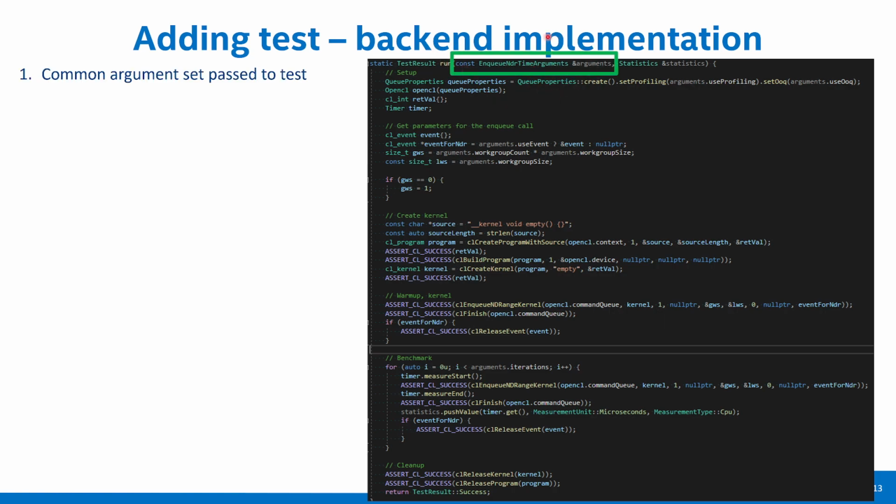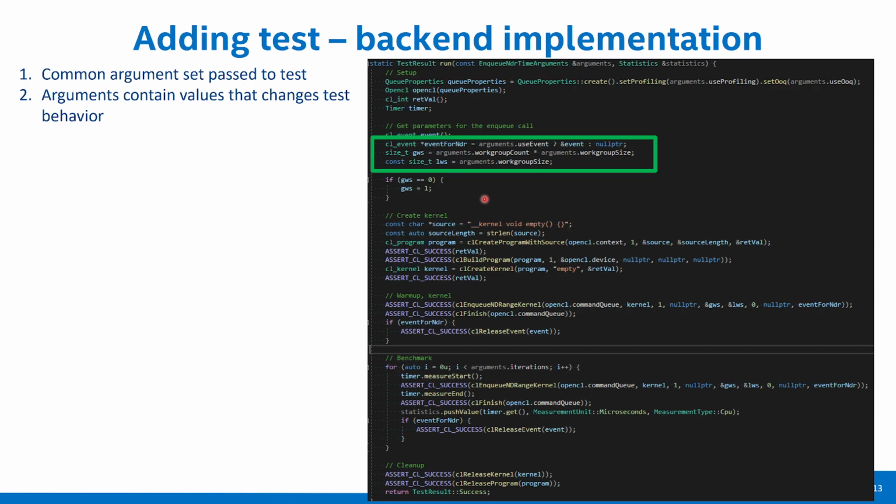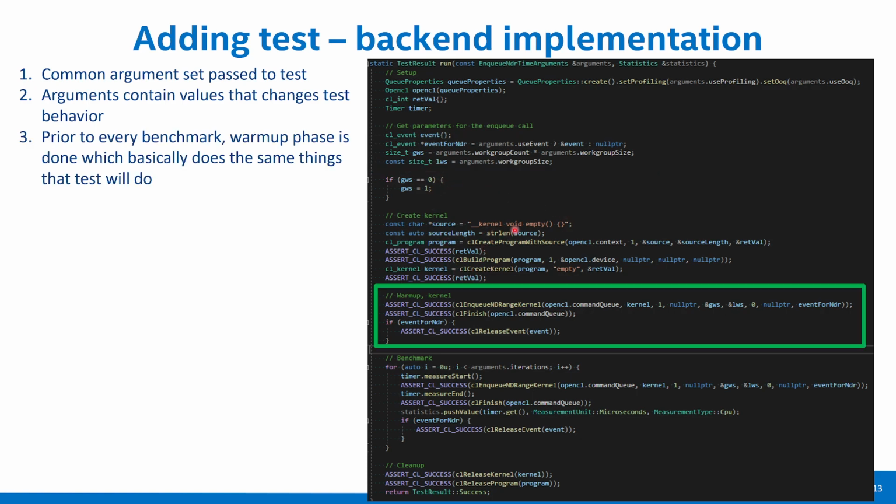So first thing, we have this common set of arguments. For each backend implementation, you translate the argument values to the values that the given API understands. So if you are using an event, you'll create a CL event here. If you have a workgroup count and workgroup size, this would translate to global work size in your test. And if you have a workgroup size in OpenCL, it will be called local work size. So we are running an empty kernel.